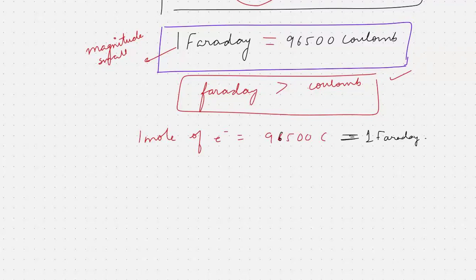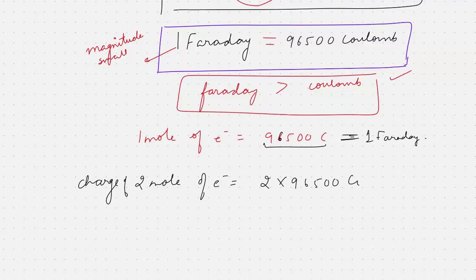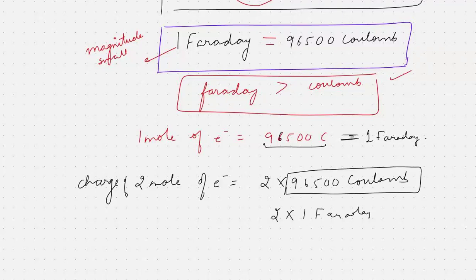Are we understanding? Got the point? So can I say 96500 coulomb is replaced by 1 Faraday? If I say charge of 2 moles of electron, that's going to be 2 into 96500 coulomb. This 96500 coulomb can be replaced with 1 Faraday. So that is going to be 2 into 1 Faraday, which is going to be 2 Faradays. Yes or no?